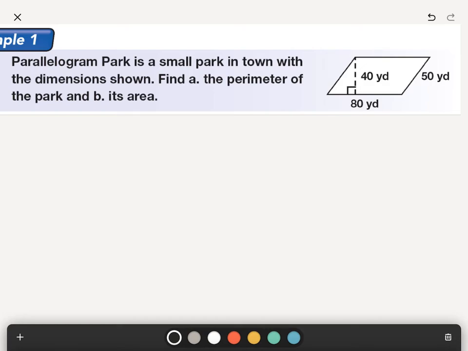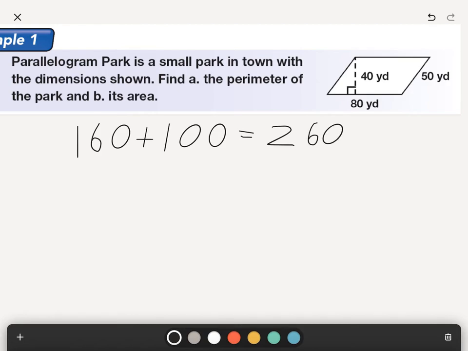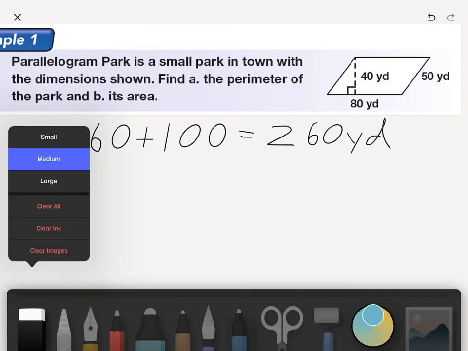Because I usually try to do every single step, but there's not that many steps. There's not really a lot. You can even skip the first step by just knowing that you double each side, so it's just 160 plus 100 is 260 yards. Ta-da! Okay, great.